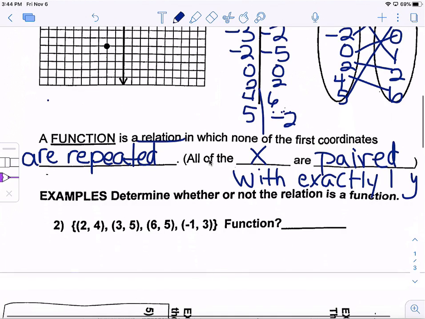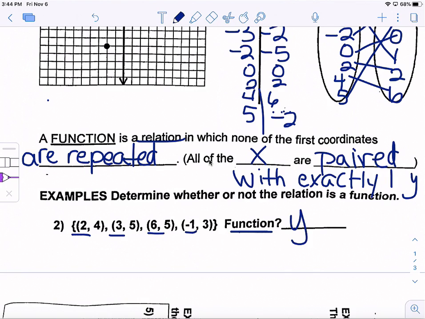So we're going to look at this set of ordered pairs and determine if it's a function. And the best way, or the easiest way, is you're looking at the x values and you're making sure that none of the x values are repeated. So you have a 2, a 3, a 6, and a -1. And none of them are repeated, so this would be yes, this is a function.